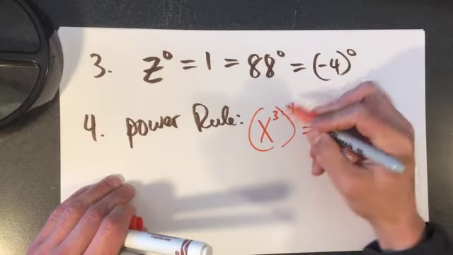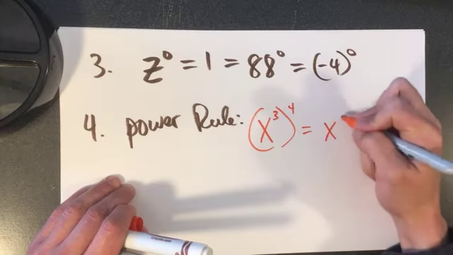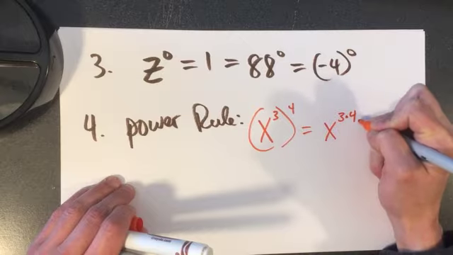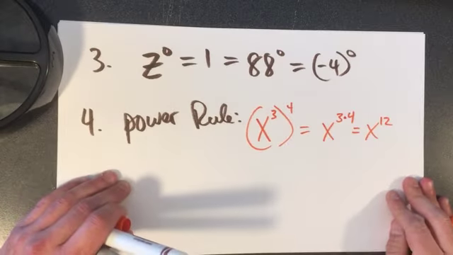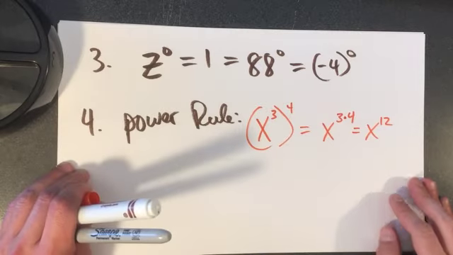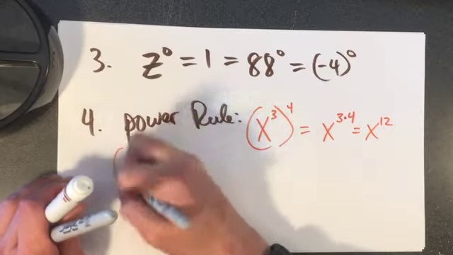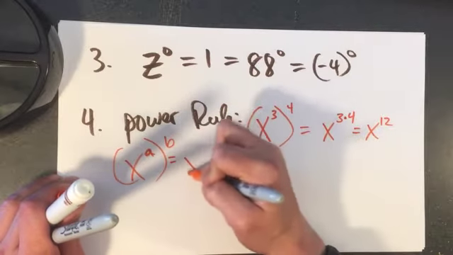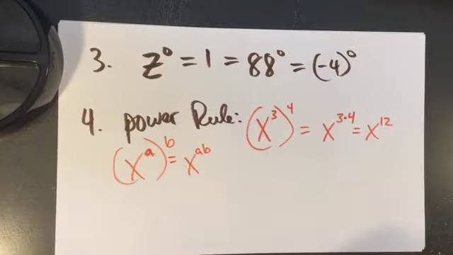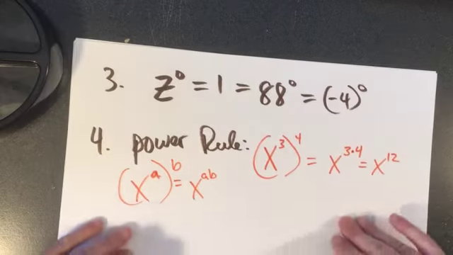What happens here is we don't add them. We end up multiplying them. This is x to the 3 times 4, also known as x to the 12th in this scenario. We can look at this in a more simplified way with letters. This would be x to the a times b. Okay, moving on. And we have now some expanded power rules.